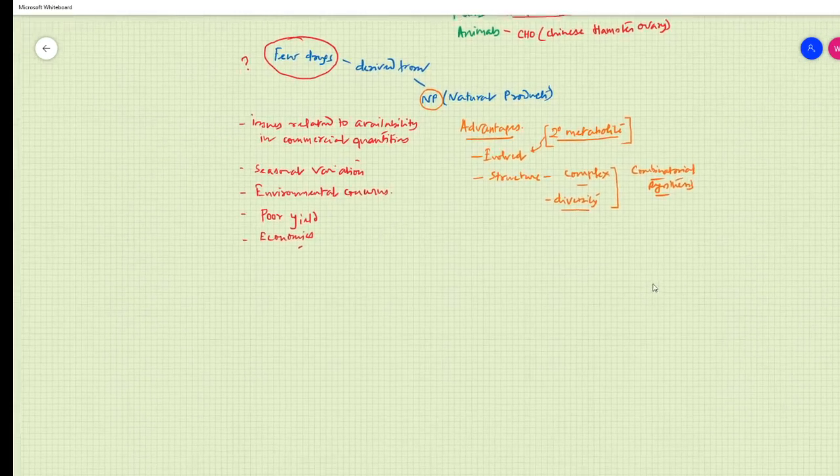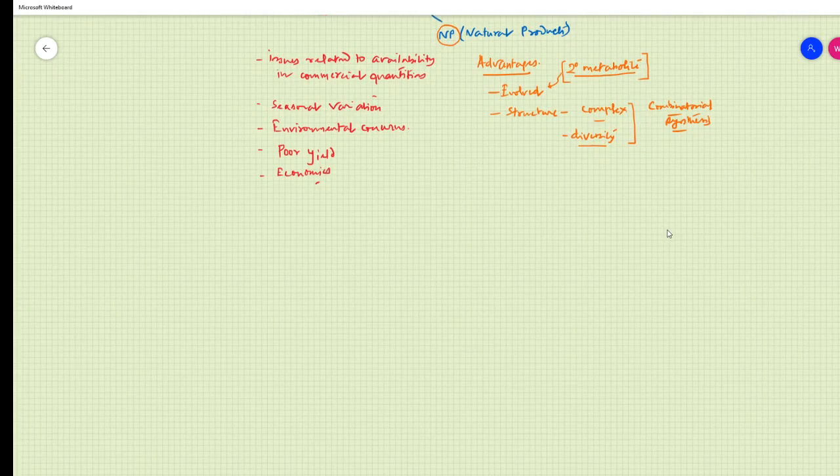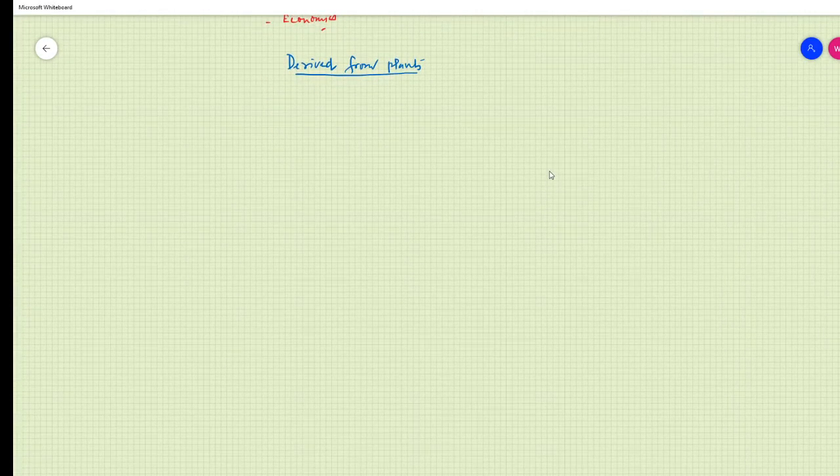Okay, so let's look at some examples. Let us look at some drugs which are available now, but which are derived from plants. These drugs are currently official in the pharmacopoeia, which is the book containing all the approved drugs in a particular jurisdiction. So let's look at the most famous of them, which is morphine.